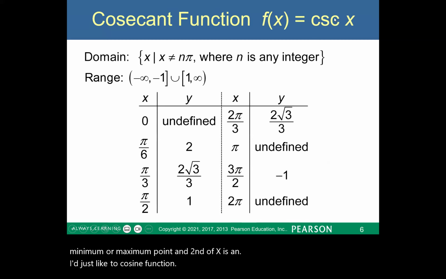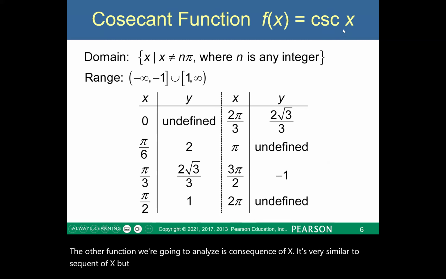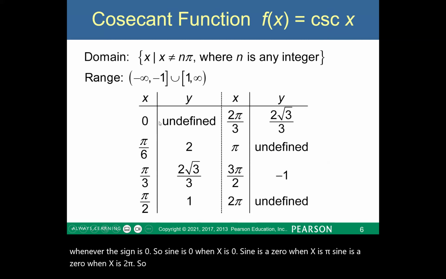The other function we're going to analyze is cosecant of x. It's very similar to secant of x, but cosecant is the reciprocal of sine. So it's going to become undefined whenever the sine is 0. So sine is 0 when x is 0. Sine is 0 when x is pi. Sine is 0 when x is 2 pi. So therefore, cosecant of x will be undefined at x equals 0, at x equals pi, and x equals 2 pi.